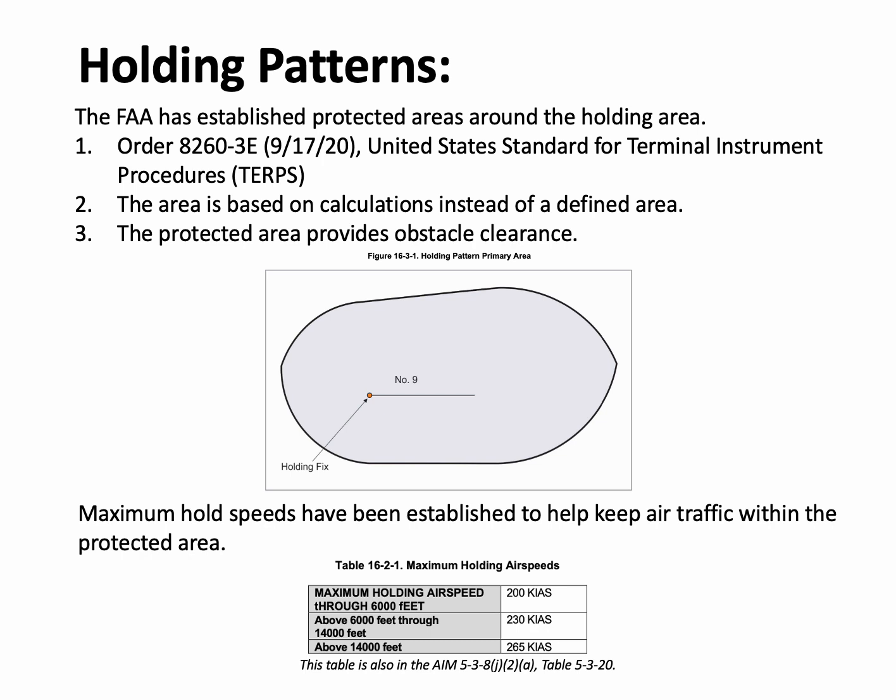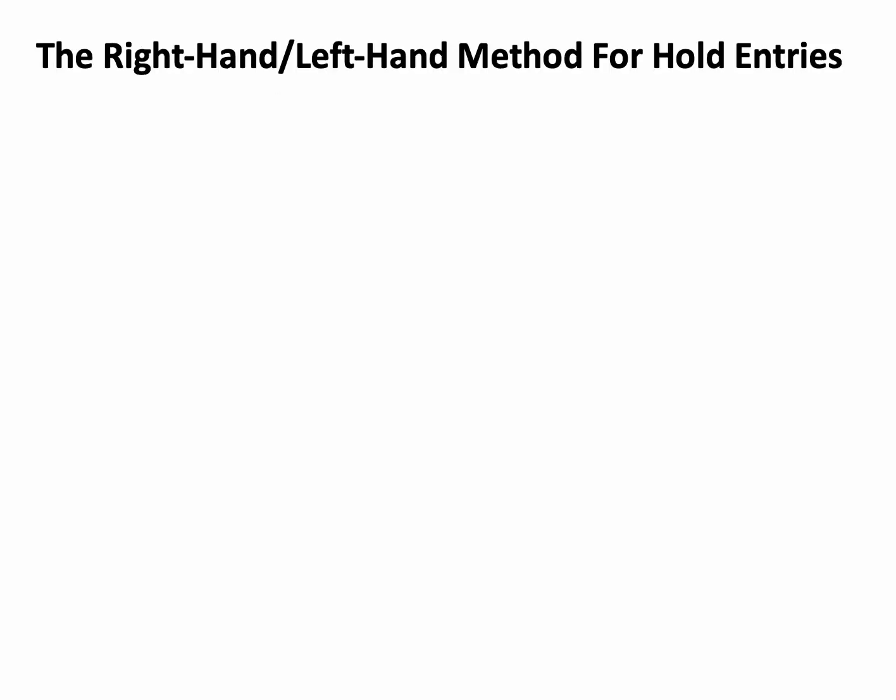5-3-20. Because airspeed determines the radius of the turn used in the holding pattern, the FAA has established maximum holding speeds in order to limit the airspace around the holding pattern that must be protected. Hopefully, drawing out the hold and the entry will better help you visualize the hold entry procedure. Now, however, we have to translate what we have done from paper into the airplane.